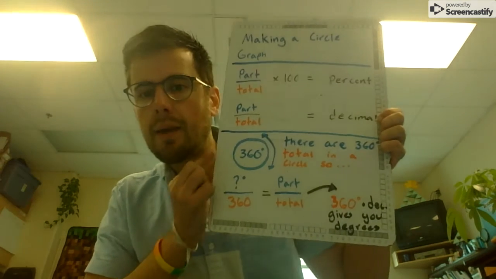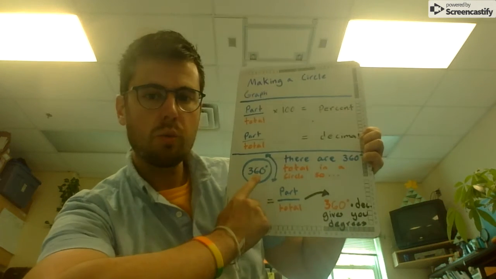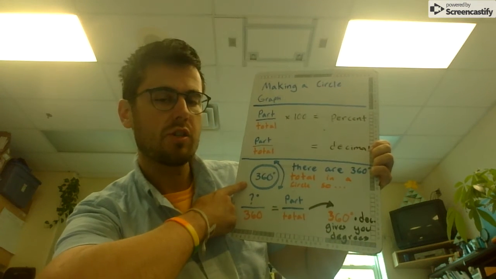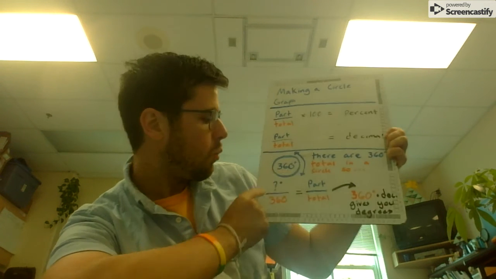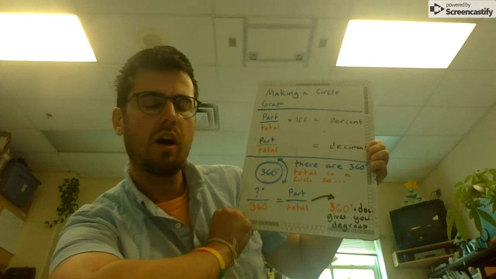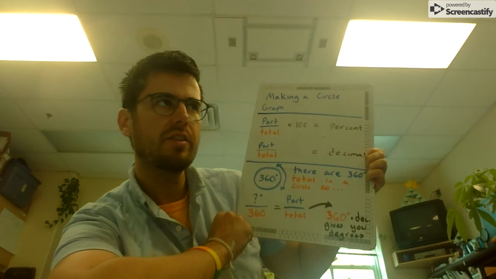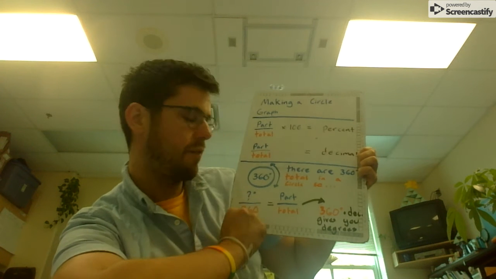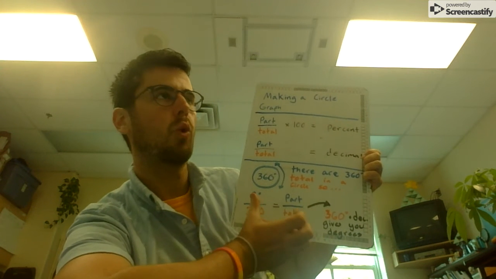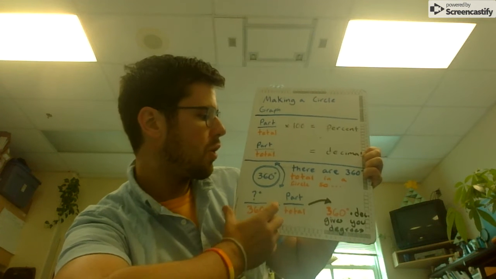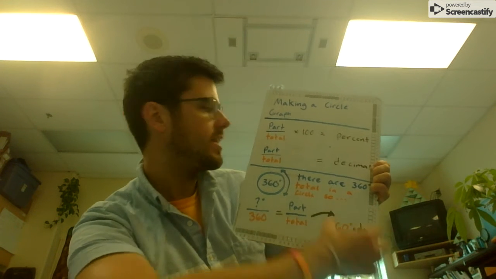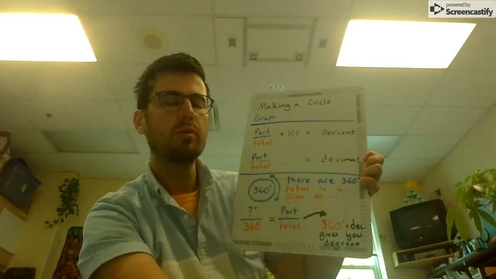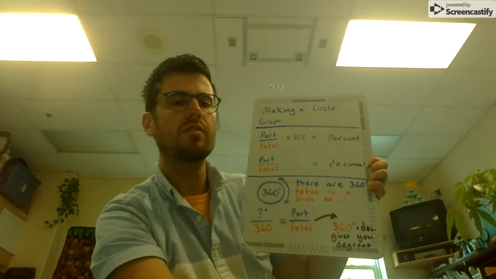Okay. Now, thinking back to a circle, we know that the total number of degrees in a circle is 360. So if that is the total, we can ask ourselves the question, what part of 360 will give us a certain percent? In other words, what out of 360 will make a certain portion of a pie? So we're going to use 360 as our total. And if we find a decimal or percent, we'll be able to use that to find a certain slice of our circle. And I'll show you how to do that in just a sec.